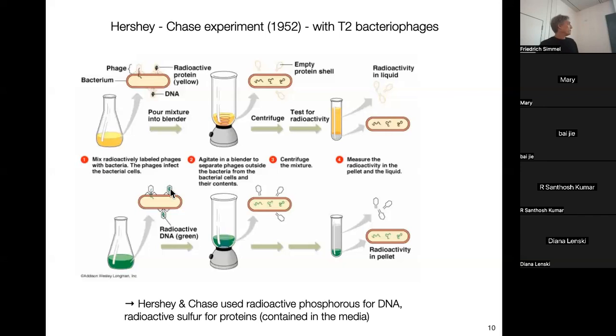But if you do the experiment with the DNA labeled radioactively, then you do essentially the same thing, and now the pellet on the bottom of your flask contains the radioactivity. That tells you that the DNA that was in the phages initially ends up in the bacteria. So that was another indication that the DNA is injected by the phages into the bacteria, and it causes the infection of the bacteria.